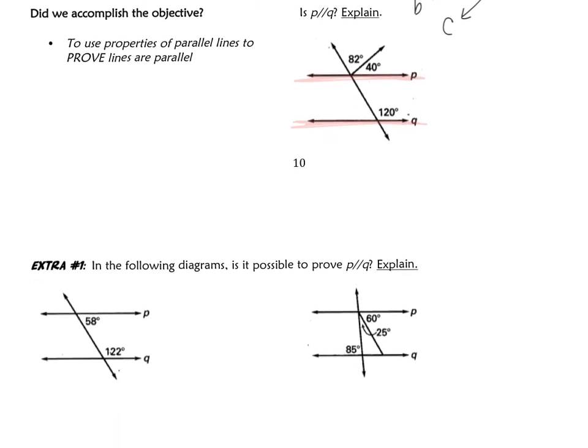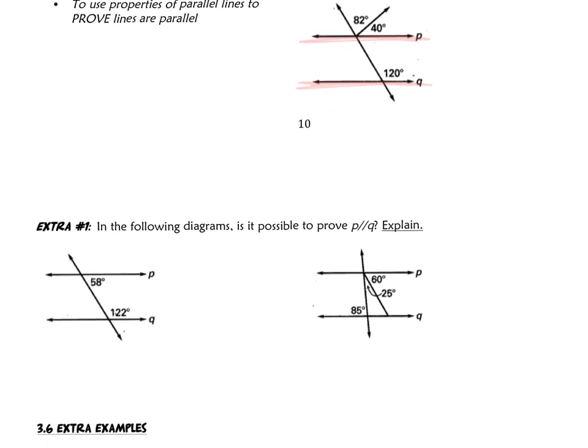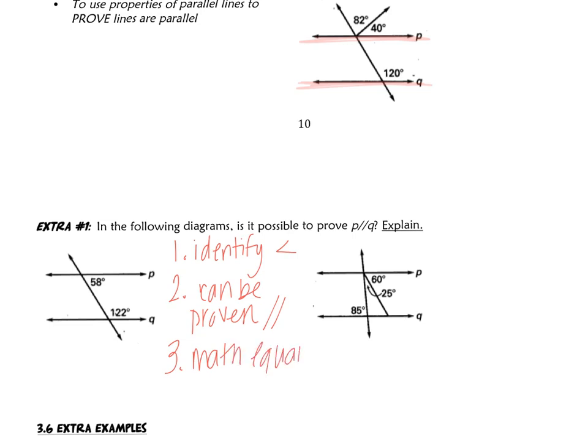Then if you flip onto the next page, I also want you to try extra example number 1. In the following diagrams, is it possible to prove P is parallel to Q? I want both of these completed to the best of your ability. First thing, identify what type of angles you have. Second, see if it can be proven parallel, and then explain. Your explanations should be math equations. Okay, best of luck.